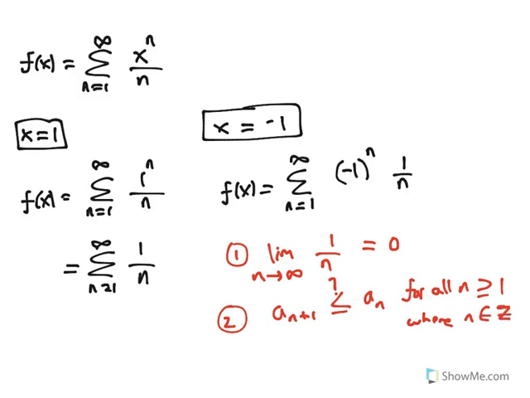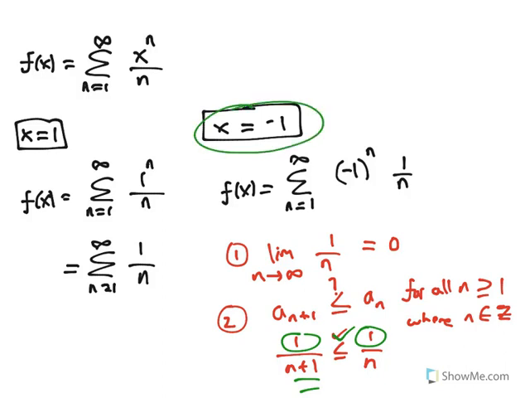Is that the case? Well, a sub n plus 1 would be 1 over n plus 1. And is that less than or equal to a sub n? A sub n is 1 over n, and the two fractions have the same numerator, so the one with the larger denominator will in fact be smaller. So the interval of convergence includes x is equal to -1, as this series converges by the alternating series test. But it does not include x is equal to +1, as this series diverges.